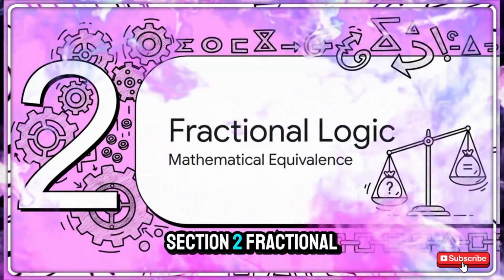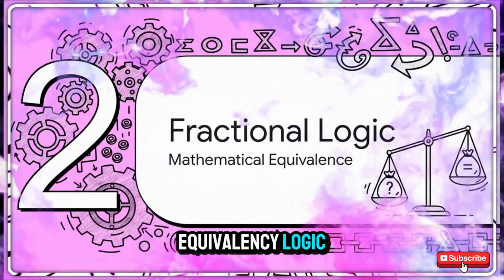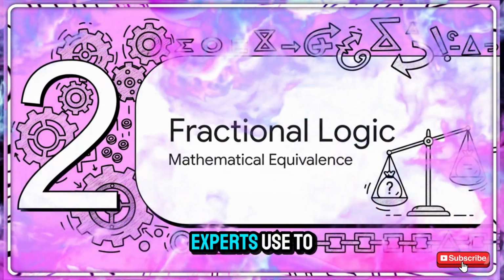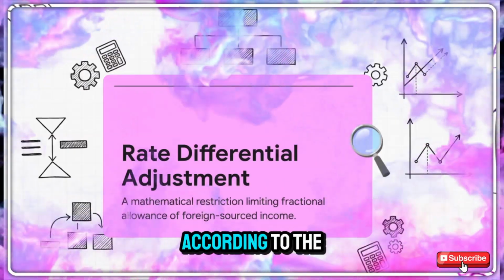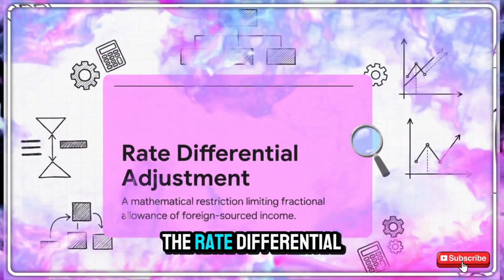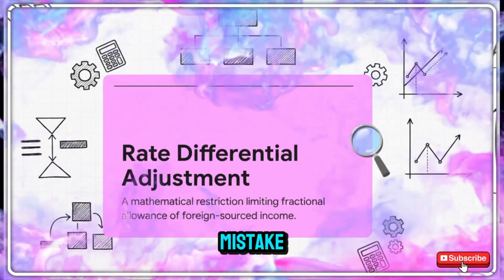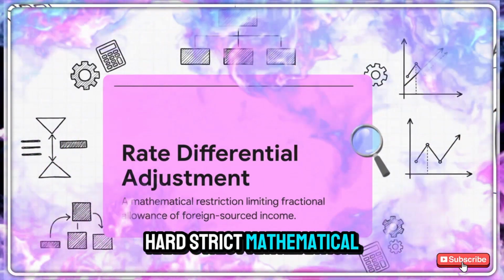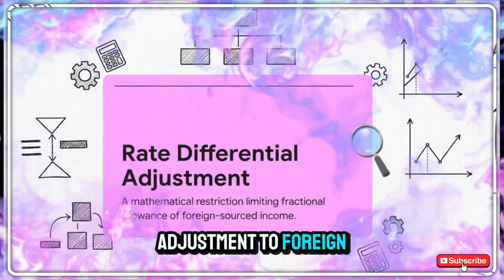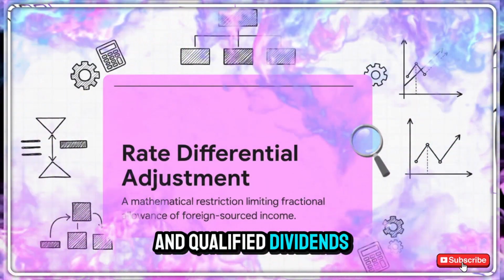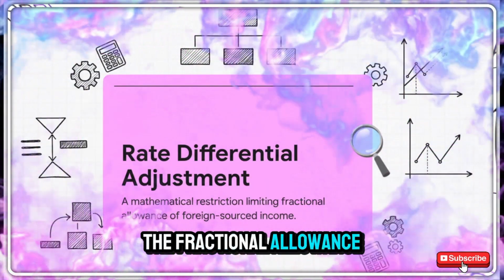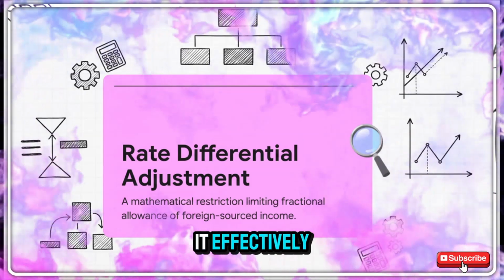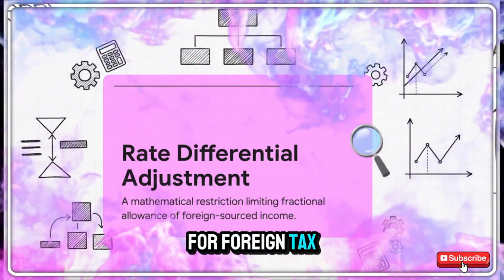Moving on to Section 2, fractional equivalency logic. Now that we know the problem, let's look at the fascinating mathematical equivalency experts use to actually fix it. According to the analysis, this is where the rate differential adjustment steps in. And make no mistake, this isn't just some loose policy guideline. It is a hard, strict mathematical algorithm. By applying this adjustment to foreign-sourced capital gains and qualified dividends, the system forcibly restricts the fractional allowance of that income. The whole goal? To artificially synthesize parity. It effectively neutralizes the preferential rate advantage for foreign tax credit purposes.